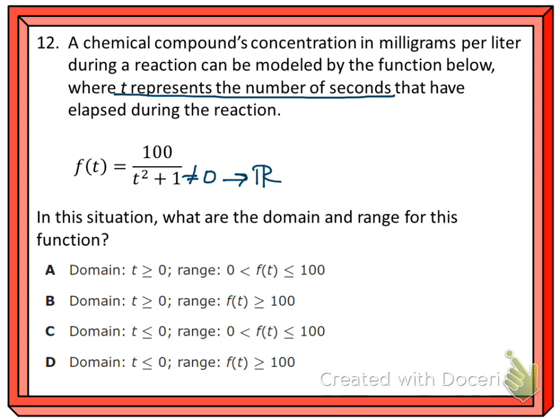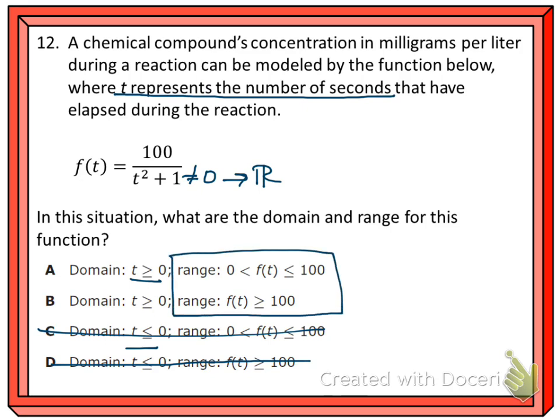Is it that your time t is greater than or equal to 0 or less than or equal to 0? Less than or equal to 0 means our time is negative, and so those two choices don't make any sense. Get rid of them. Which leaves us with our two possibilities for our range. Is our range between 0 and 100, or is it bigger than 100?